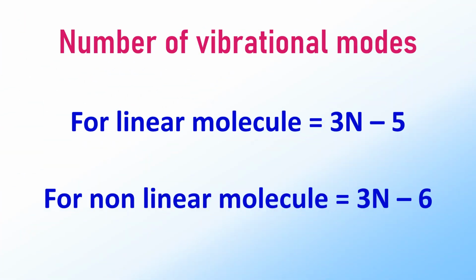It is also important to mention that the total number of vibrational modes for a molecule is determined by the formula 3n-5 for linear molecules and 3n-6 for non-linear molecules, where n represents the number of atoms in the molecule.